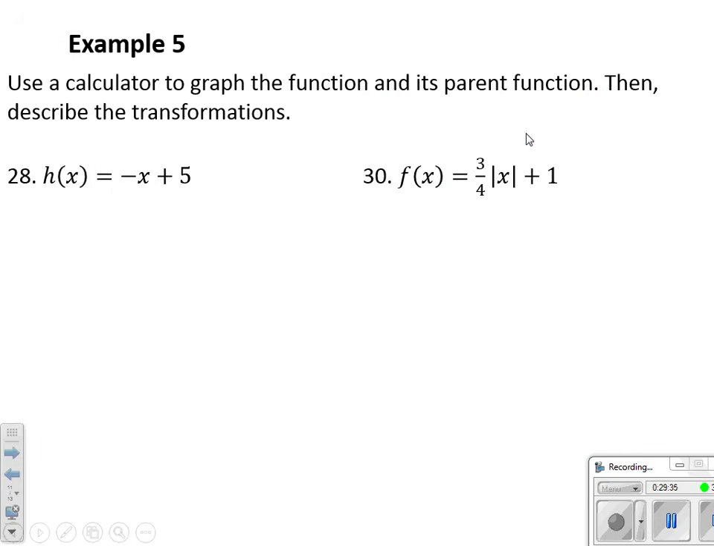Always nice when we can incorporate the technology into this as well. So excellent practices there. We said this one was a vertical flip, and it was up 5 units. This one was 3/4 as tall, and it was up 1 unit.